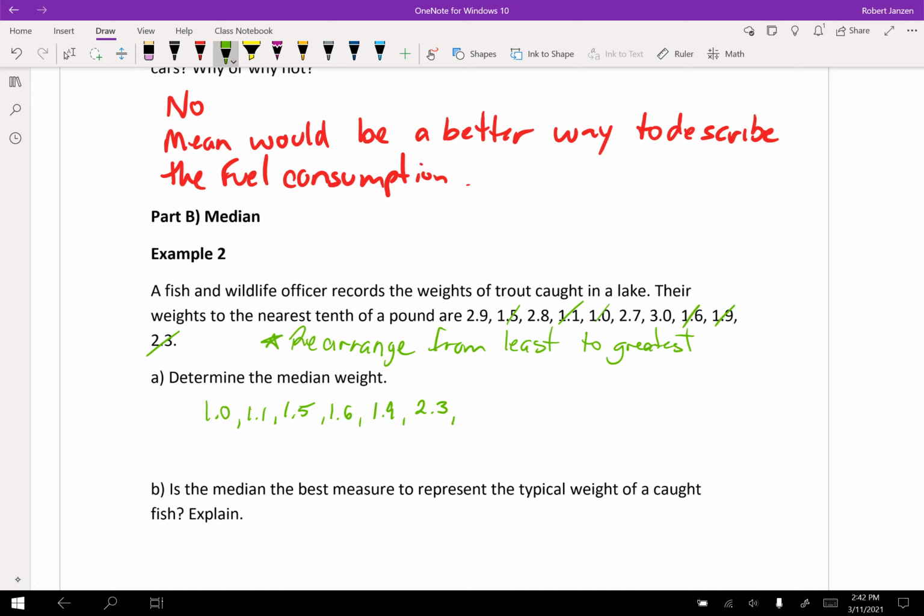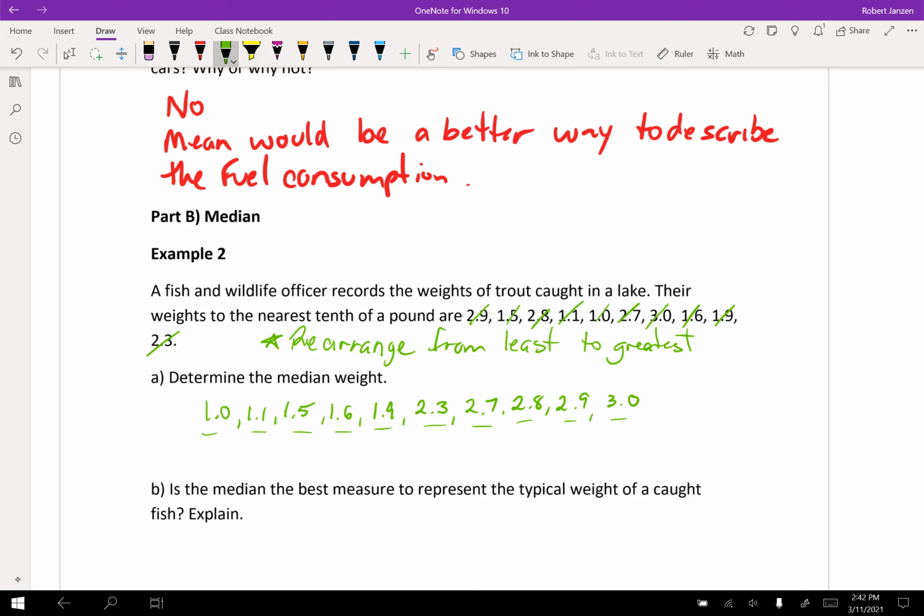And then 2.7, 2.8, 2.9, and 3. And I think that's all of them. So now let's count how many there are. There are 1, 2, 3, 4, 5, 6, 7, 8, 9, 10.